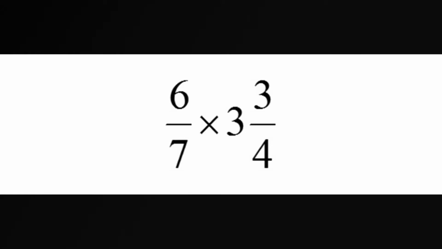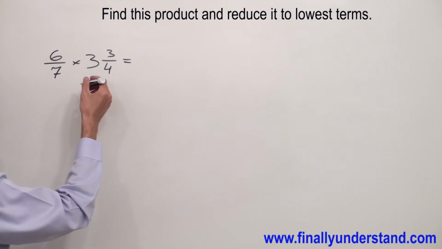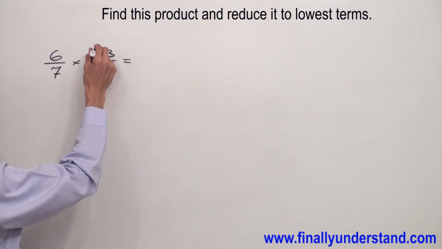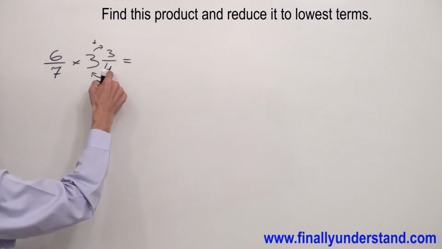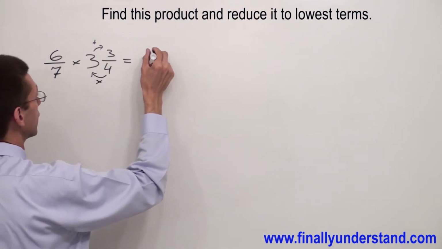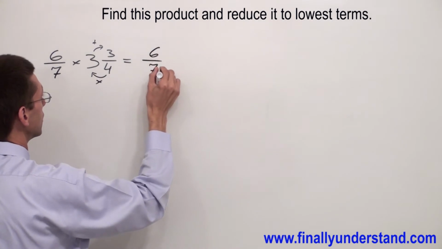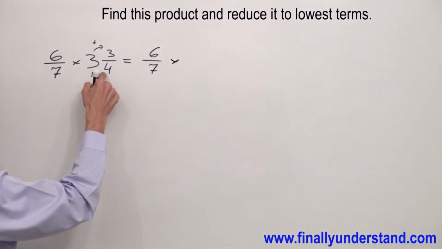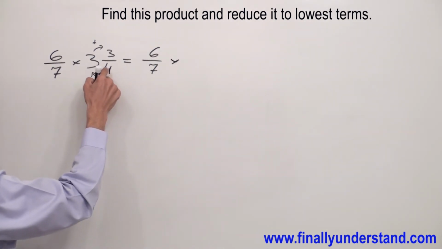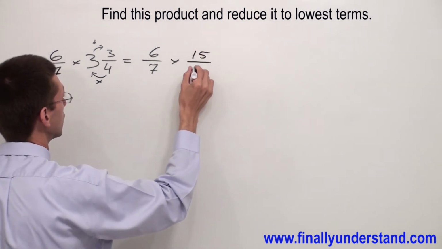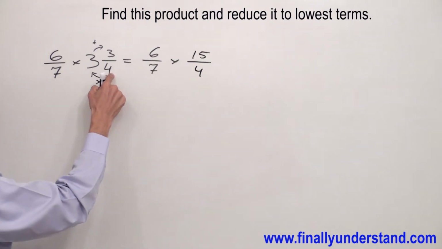I have the fraction 6 over 7 times the mixed number 3 and 3/4. What I have to do first is convert my mixed number to an improper fraction by multiplying the denominator by the whole number, and adding the result to the numerator. That's why I have 6 over 7 times 3 times 4, which is equal to 12. 12 plus 3 is 15 over 4. You have to keep this denominator.